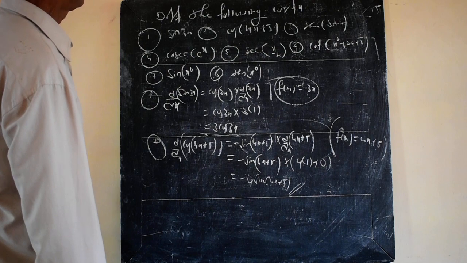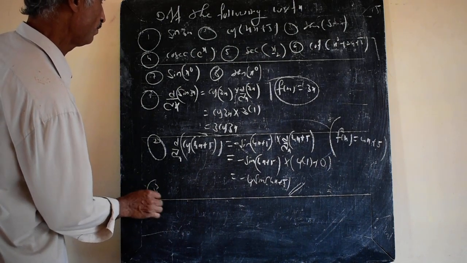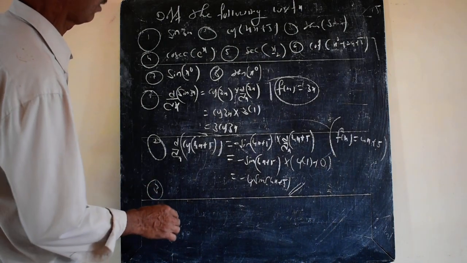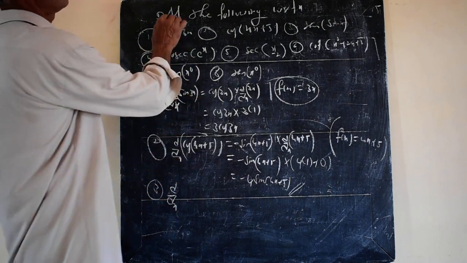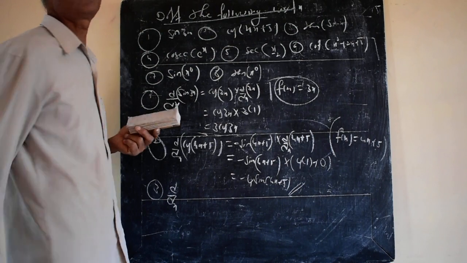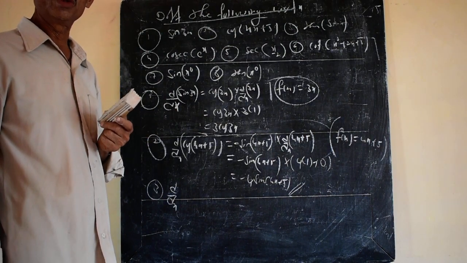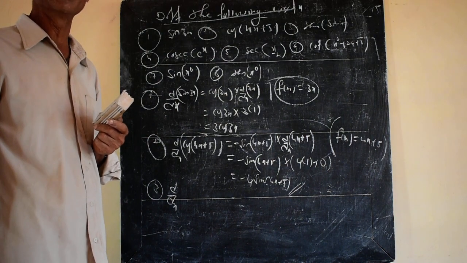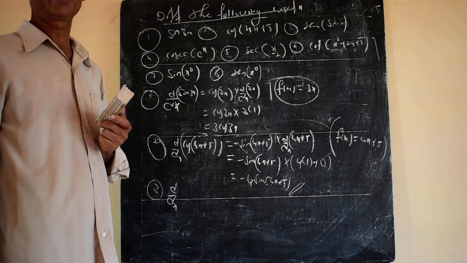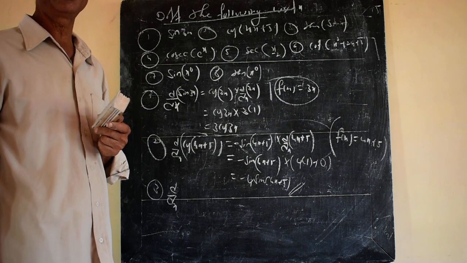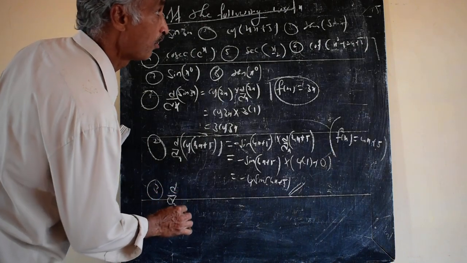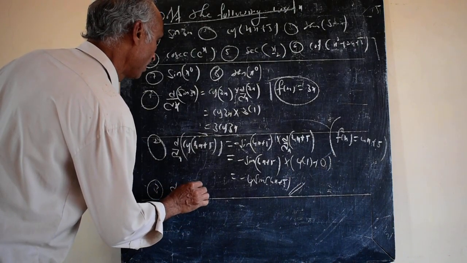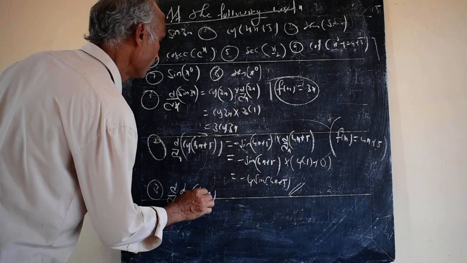And third one, d by dx of tan of sin x. I have to take d by dx because if you look at the question, differentiate the following function with respect to x. Differentiation with respect to x means you have to take d by dx. Differentiate with respect to theta means you have to take d by d theta. Okay. D by dx of tan of sin x. Tan of sin x. Composite function.